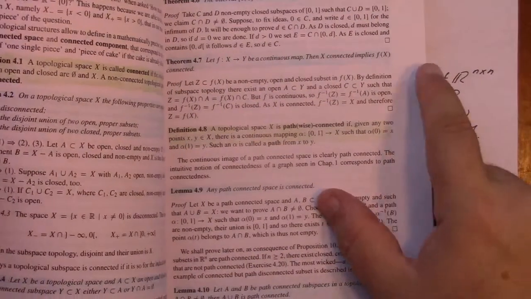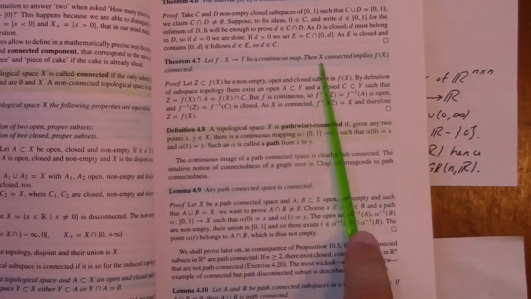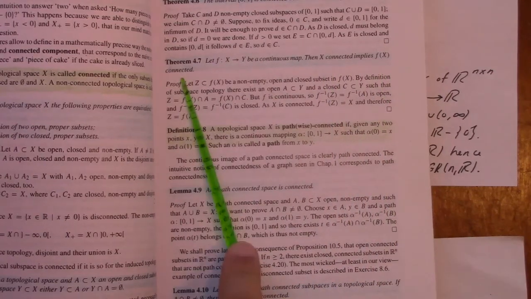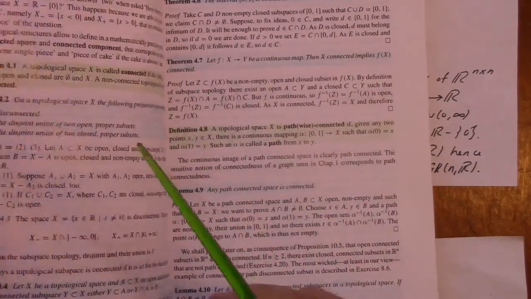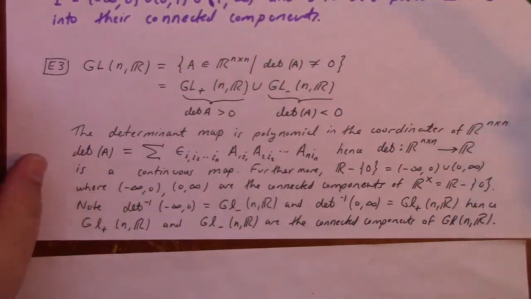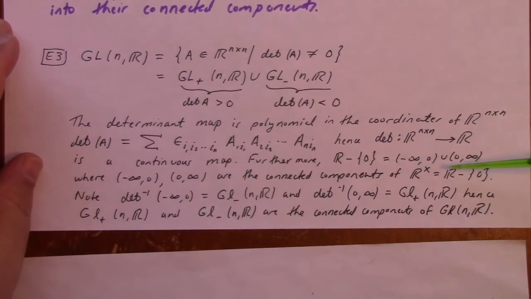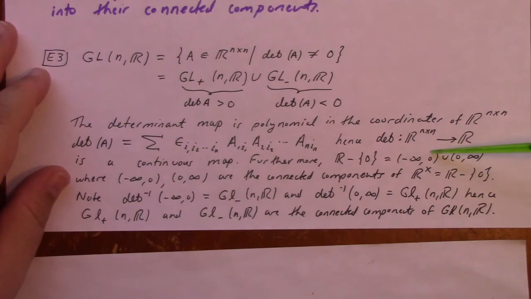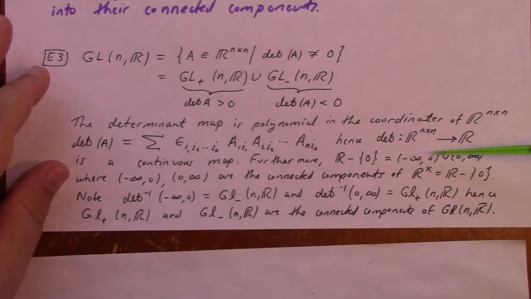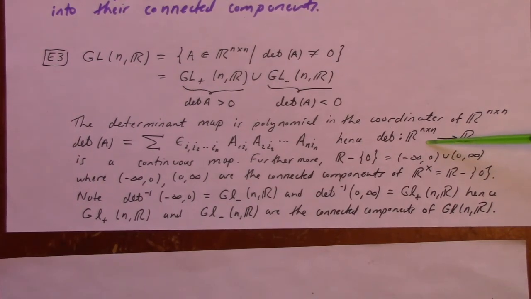Yeah, here it is. Theorem 4.7: let f from X to Y be a continuous map, then X connected implies f of X is connected. So if we take theorem 4.7 and apply it to my example 3 here, clearly GL plus and GL minus are respectively the images of the positive and the negative numbers under the determinant map. And, I mean, inverse image, I should say. They're the inverse image.